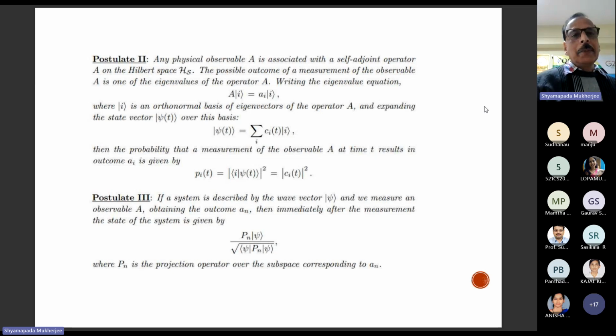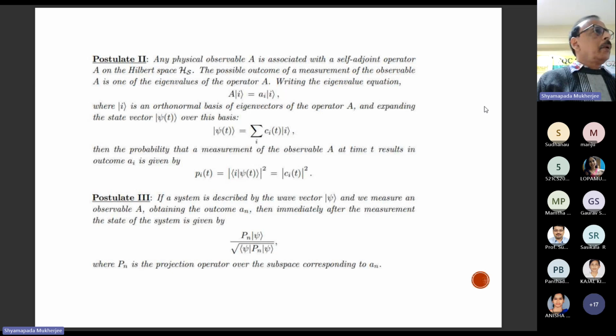Now you see what postulate 2 is. Any physical observable A is associated with a self-adjoint operator. I shall explain what is meant by self-adjoint. And on the Hilbert space, the possible outcome of a measurement of an observable is one of the eigenvalues of the operator A. Writing the eigenvalue equation. Eigenvalue equation, you know, some mathematics, every computer science student should know.